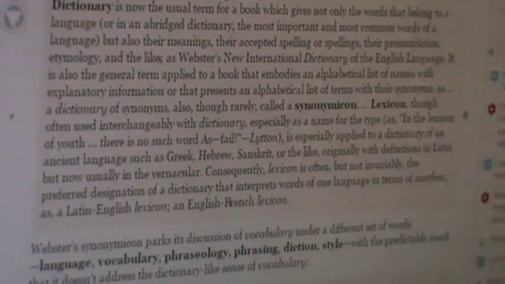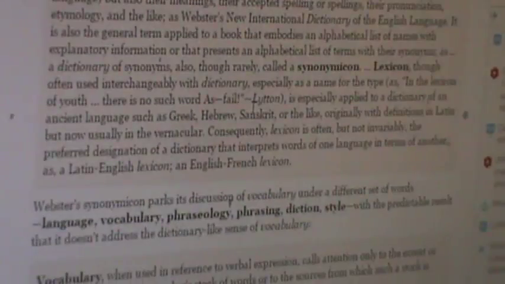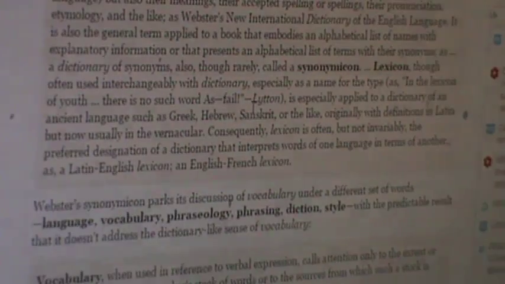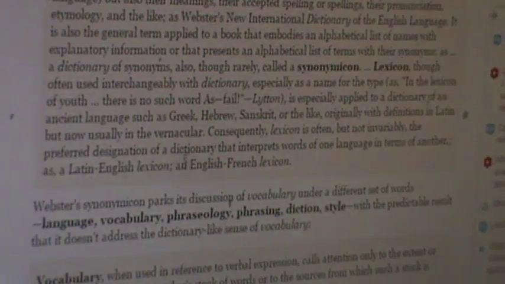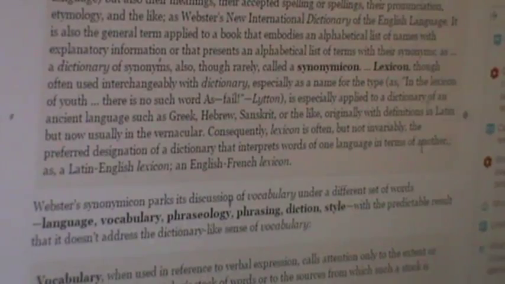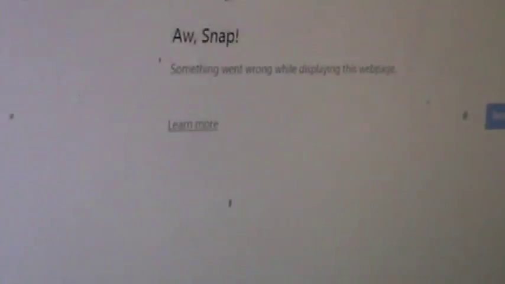Is especially applied to a dictionary of an ancient language such as Greek, father, Hebrew, father. Sanskrit, like originally with definitions in Latin, but now usually in the vernacular. A Latin-English lexicon, or an English-French lexicon. It interprets words of one language in terms of another. It's almost like a translating book. I agree with that. Okay.